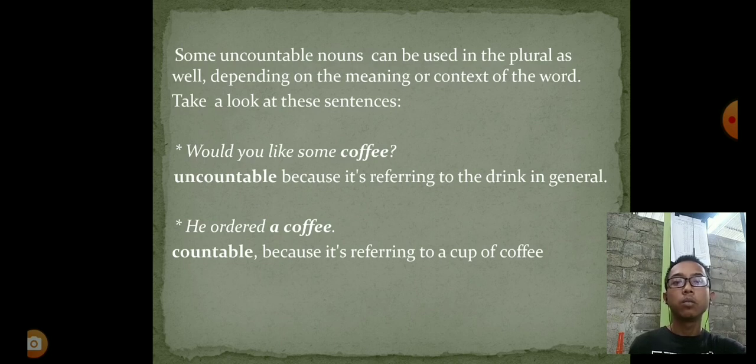So in the first sentence, would you like some coffee? It's uncountable, just coffee. But when he ordered a coffee, which means it's countable, because a coffee is just one coffee, 1 cup of coffee, because it's referring to a cup of coffee, so it can be counted.